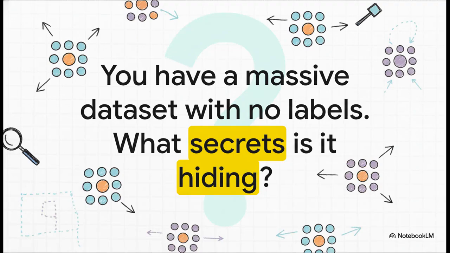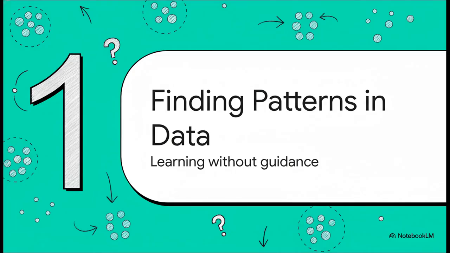Picture this. Someone hands you a massive digital file, maybe thousands or even millions of rows of data. But here's the catch. There are no labels, no categories, nothing. It's just a sea of raw numbers. Where do you even start? What secrets could be buried in there? Well, this exact problem is what leads us into a really fascinating part of AI. The key to unlocking all of those secrets is something called unsupervised learning.